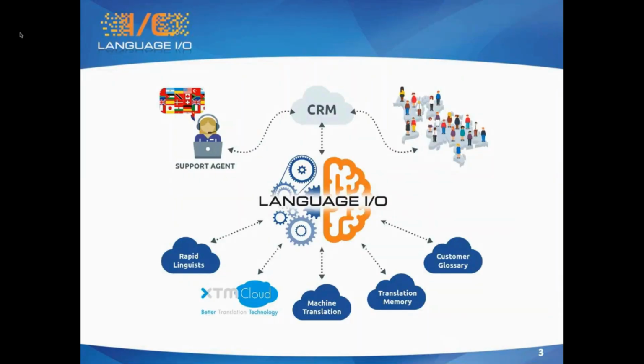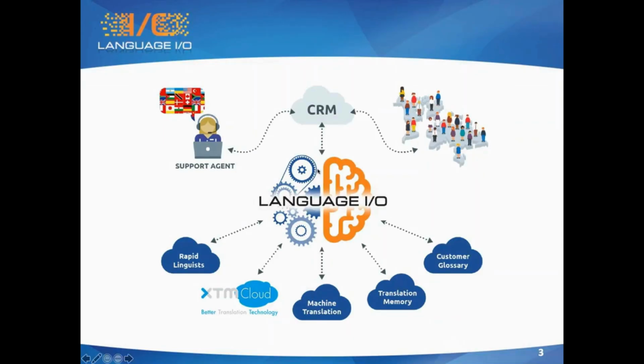Very quickly, the architecture of our solution looks something like this. You might have a support agent or a content editor who works inside of a CRM, such as Salesforce, supporting folks in lots of different languages. When that agent or content editor requires an article translation or a human translated response to a case inside of Salesforce, our app will reach out to the Language IO SaaS solution.